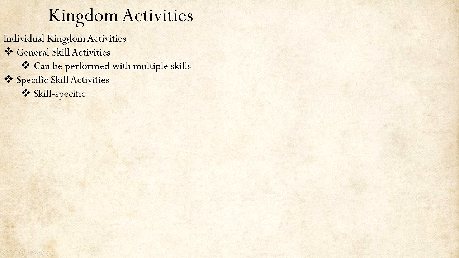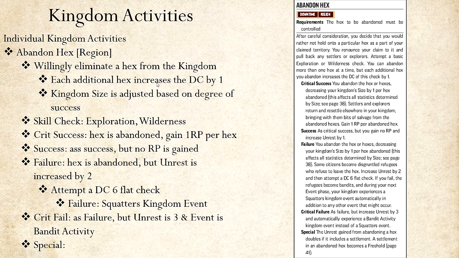For the most part, kingdom activities can be broken into 2 groups. There are general skill activities, which can be performed with multiple skills. It will list which ones apply. And then there are specific skill activities. These are skill specific. They can only be performed with a specific listed skill. All kingdom activities fall into these 2 categories. Now we're just going to go through them. This is all it is. We're just going to go through every single one.